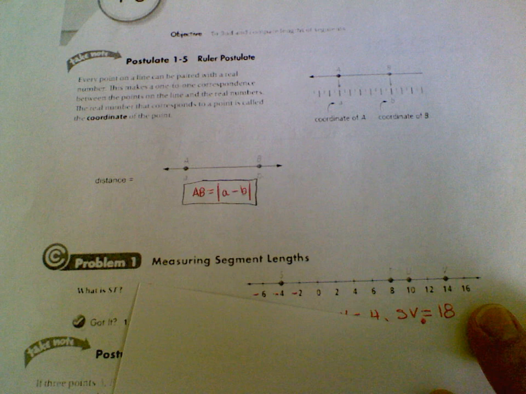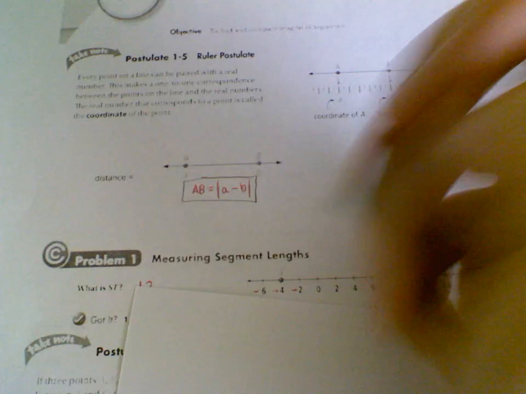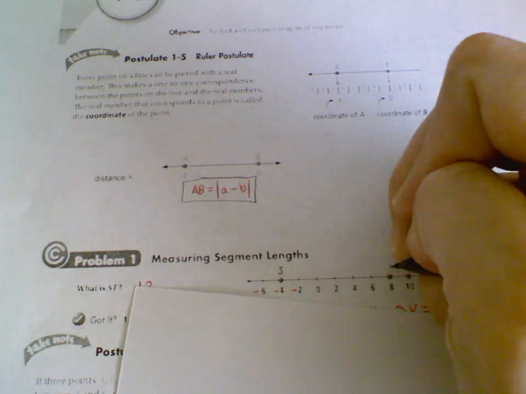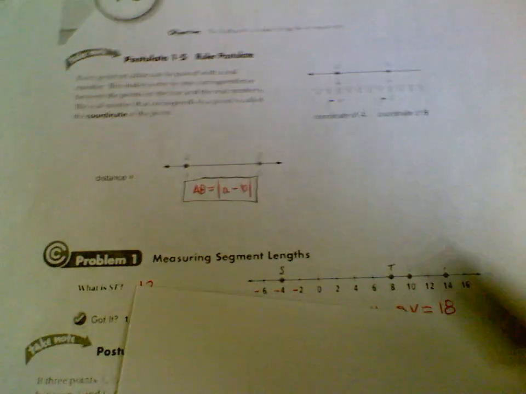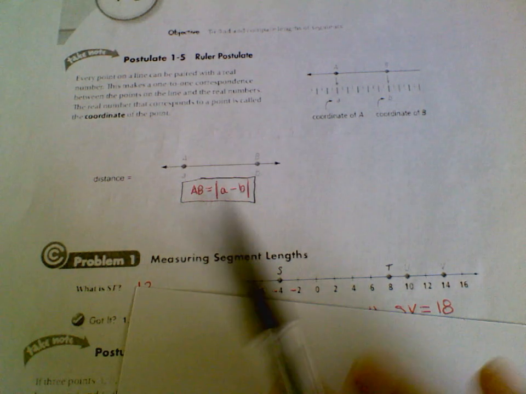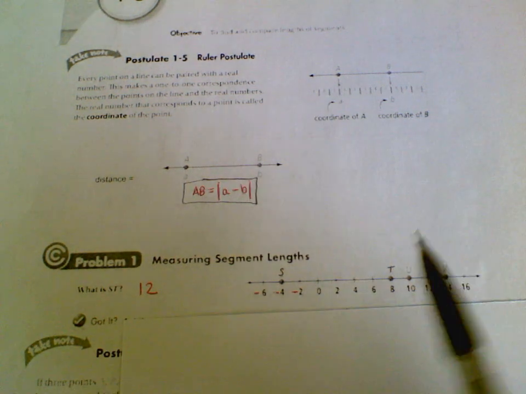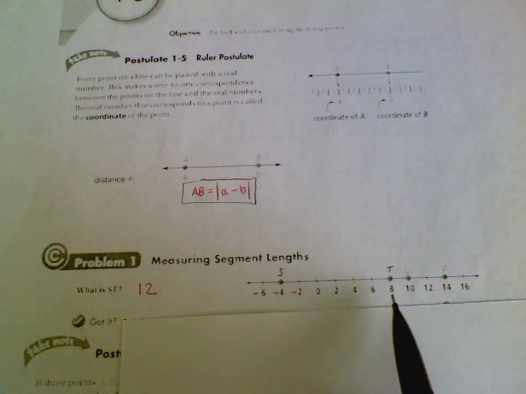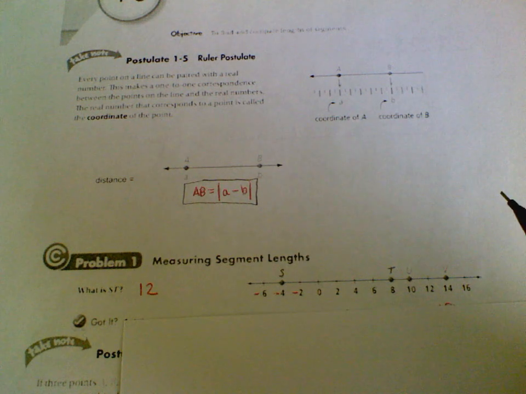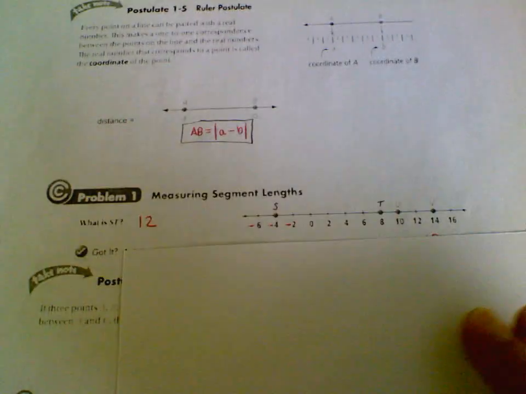It's saying, what is ST? Well, here is ST, here is S, here is T, so I would just subtract them. So I could do 8 minus negative 4, which is 12, and my answer would be 12. Okay, very simple stuff. If I went the other direction, negative 4 minus 8, remember distance is always going to be positive, so that's why you would end up doing the absolute value of negative 12 and getting positive.